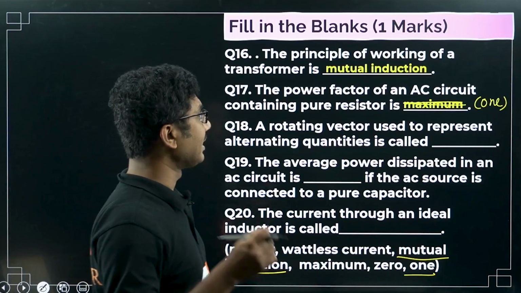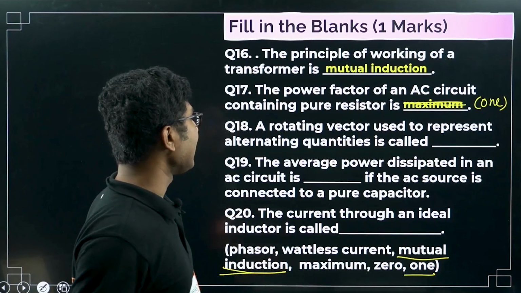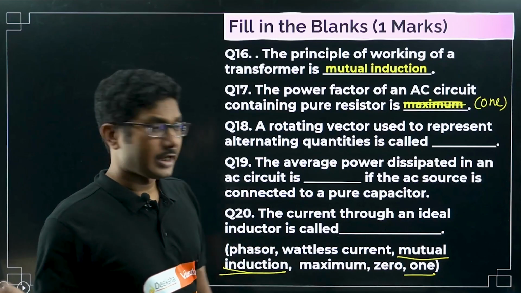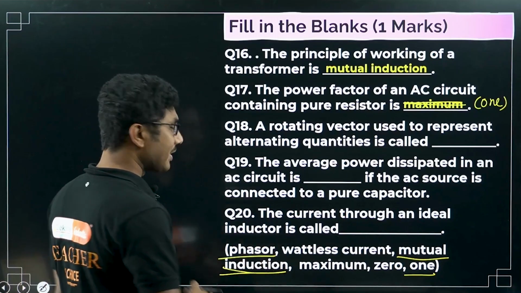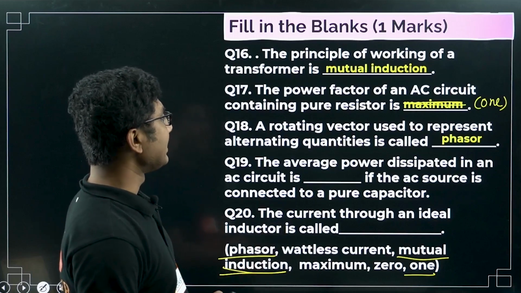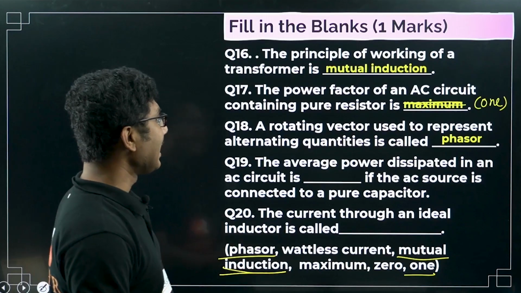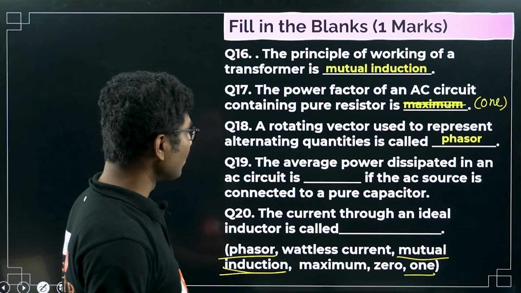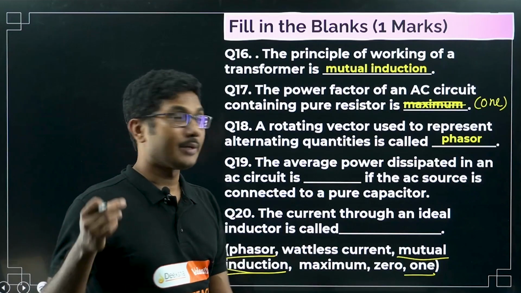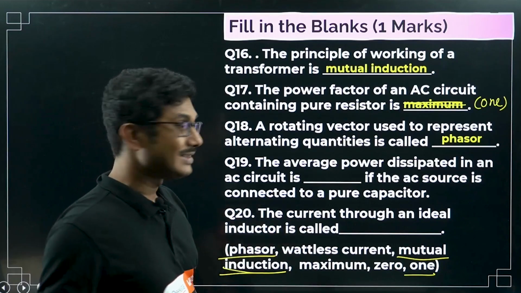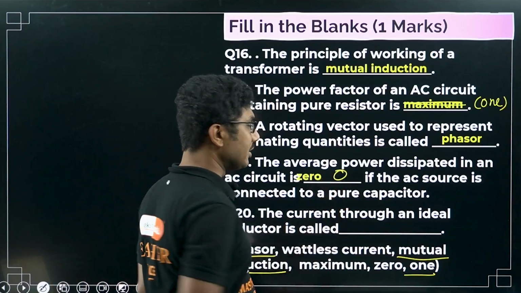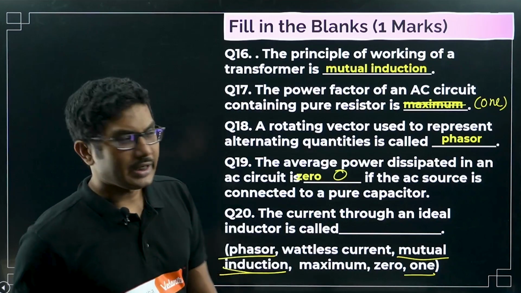A rotating vector used to represent alternating quantities is called. So what quantity can be represented by a rotating vector? Obviously the term is phasor. So phasor is the rotating vector. The average power dissipated in an AC circuit if the AC source is connected to a pure capacitor is 0. It is absolutely 0. So no power is consumed in a pure capacitive circuit. That's why it is 0.